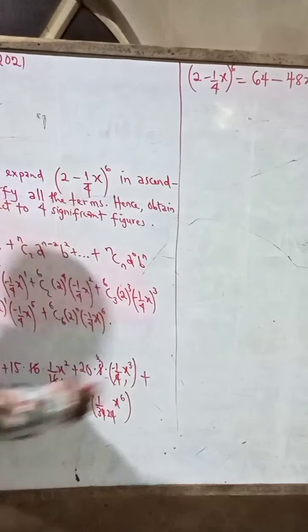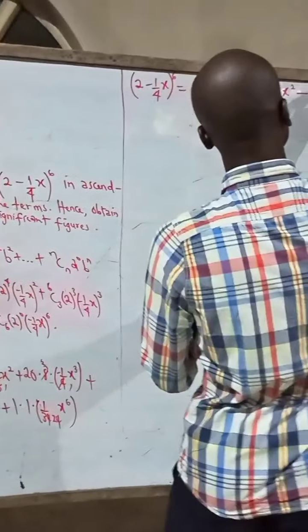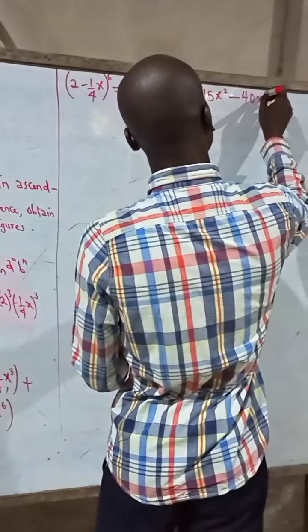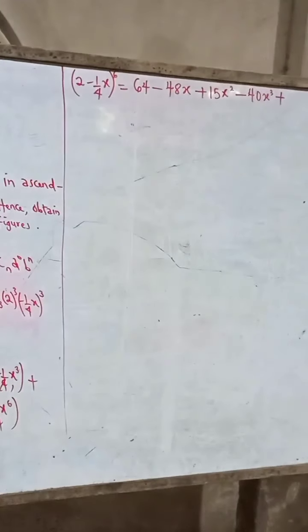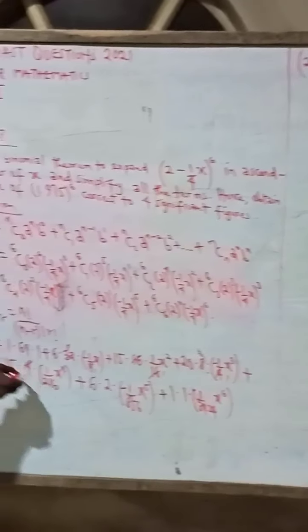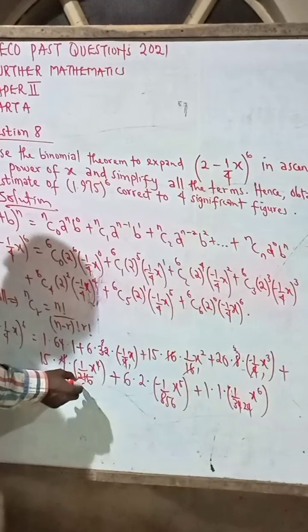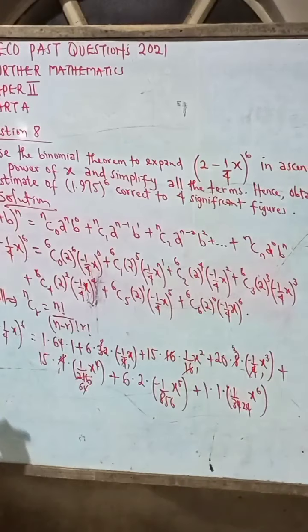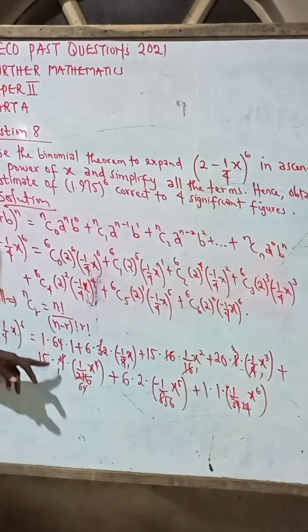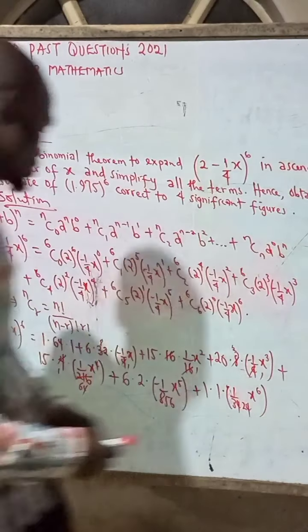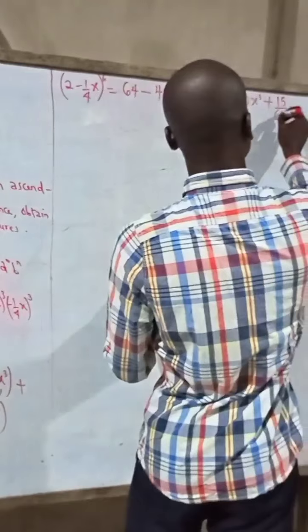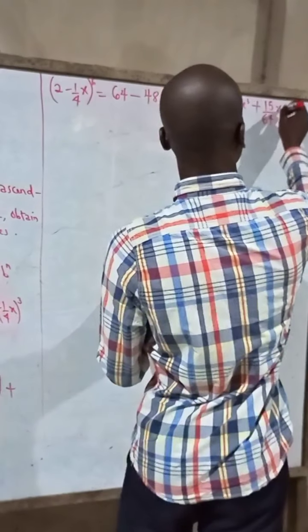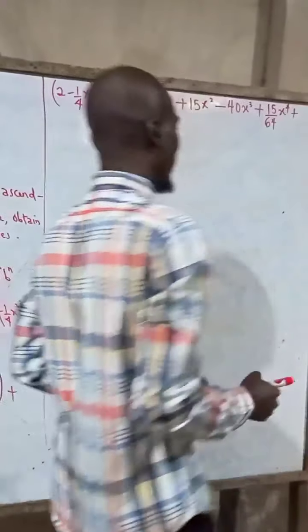So we have 20 times 2, which will give 40x to the power of 3. The next term automatically will be positive. So we have 15 times this. 4 can go here, 4 here 1, 4 here 64. So over here we can place 15 all over 64, 15 all over 64x to the power of 4. So we continue like that.